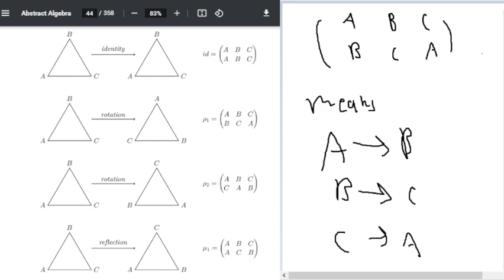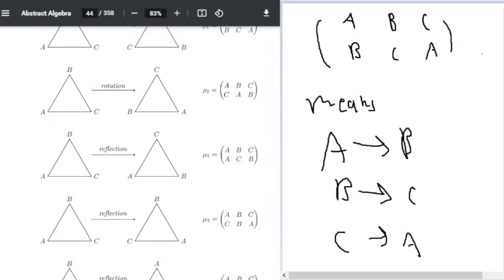So going back here, first, if we just have the permutation which sends everything to itself, it sends A to A, B to B, C to C. That is itself a symmetry, just an identity symmetry, a very boring symmetry. Then our first permutation, A is sent to B, B is sent to C, C is sent to A, corresponds to rotating this triangle. So A is sent up top, B is sent to the lower right, C is sent to the lower left.